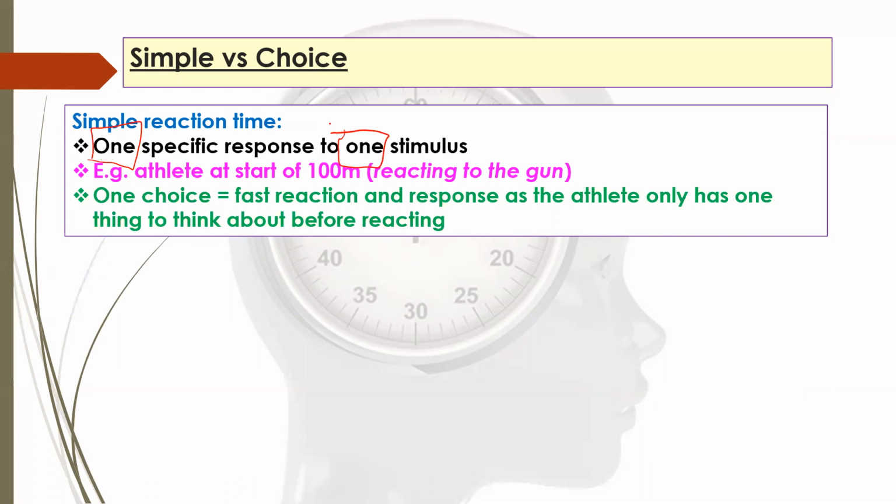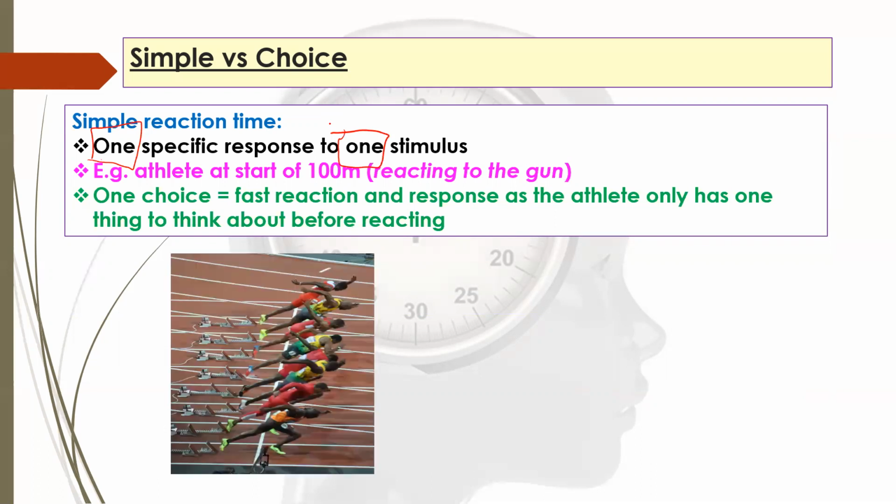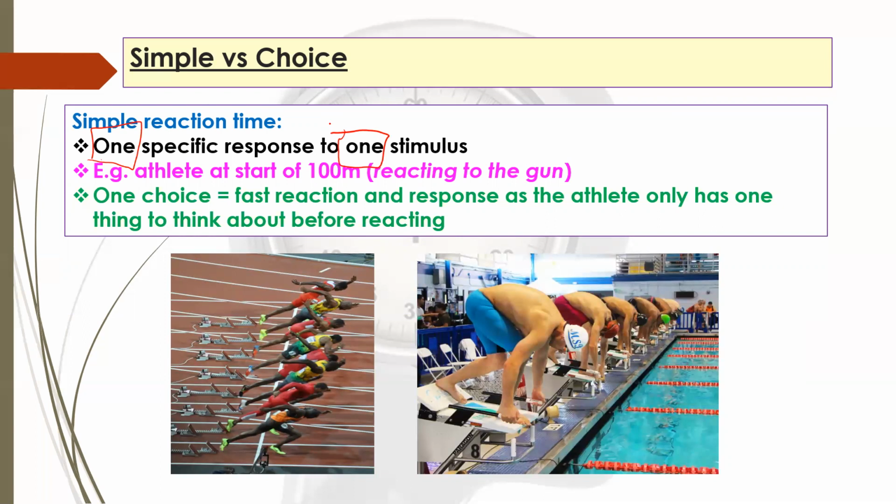So one choice, it's a fast reaction, and the athlete only has to think about one thing and one way of reacting. So you've got a classic example there. To be honest, you don't need a range of examples for this, but if you did need another one, again, just the start of a race is the most obvious one. You're not going to get asked for a range of different examples. You might get asked for one, and that is the one to go with. So the start of 100 meters or the start of the swimming race, where again, it's just the sound of the gun going off. So just make sure you've got those noted down.